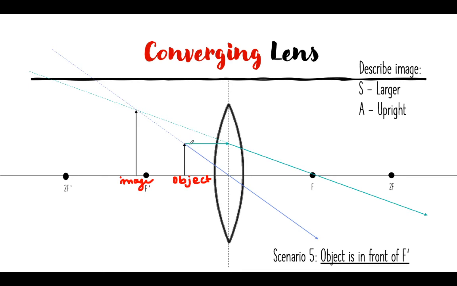So again, let me just go over why the arrow is upright in this case. Where the lines start, so where these lines start is at the top of the arrow. That means wherever they meet, the top of the arrow will go there as well. And because it's in this position, it just happens to be upright. Location, we can say behind the lens, right? Because it's not on the other side, it's behind the lens.